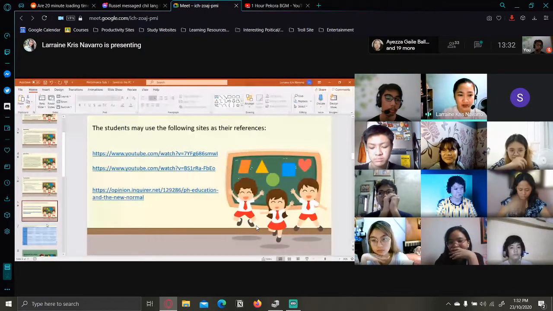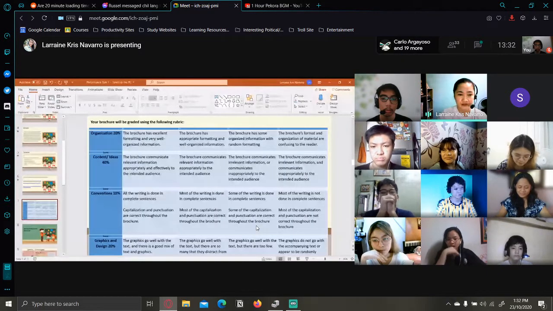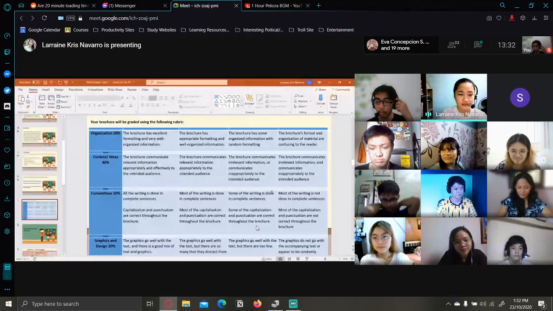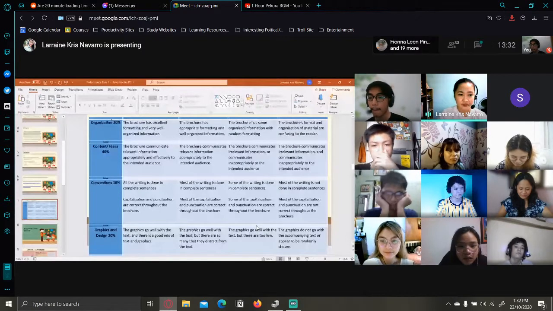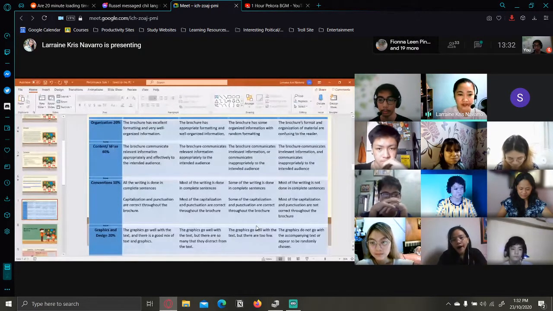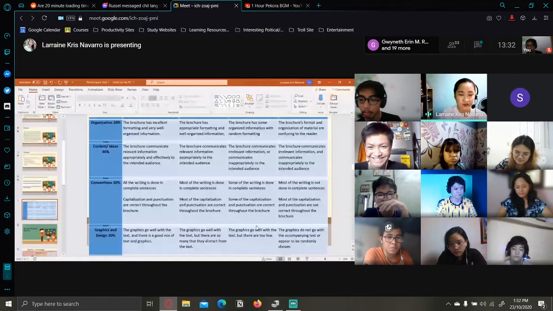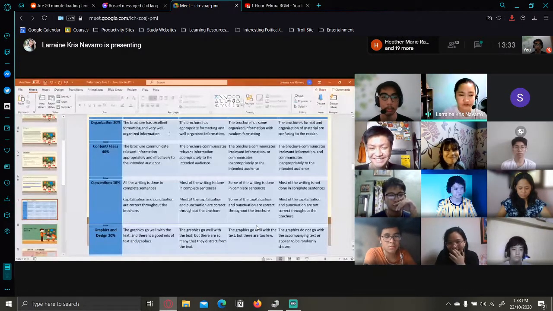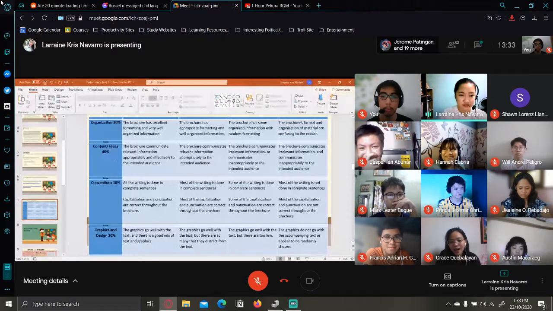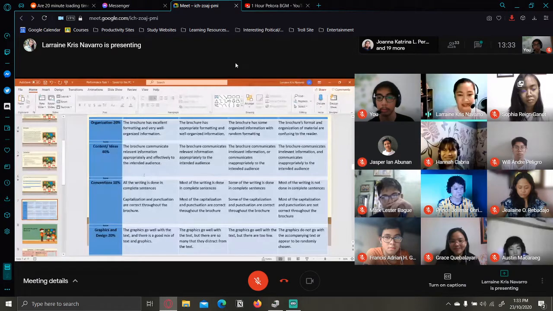So next one, how will your brochure be graded? All right? Your brochure will be graded using the following rubric. The first one is organization, which is good for 20%. This has something to do with the format and how organized the ideas presented are in your brochure. Next, we have the content or ideas, which is good for 40%. The brochure communicates relevant information appropriately and effectively to the intended audience.